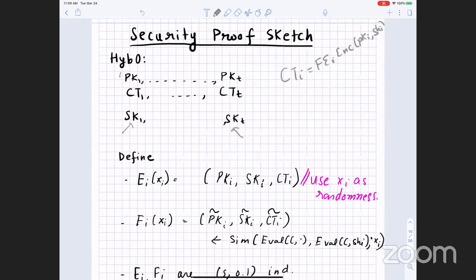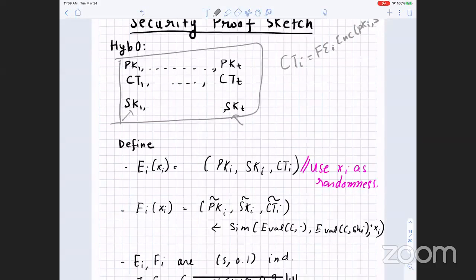So this is what the adversary sees in the real world. Now we have seen this theorem. Let me try to write it in the same notation. We are going to define two functions E and F. In fact, for every index in T, we are going to define T functions.